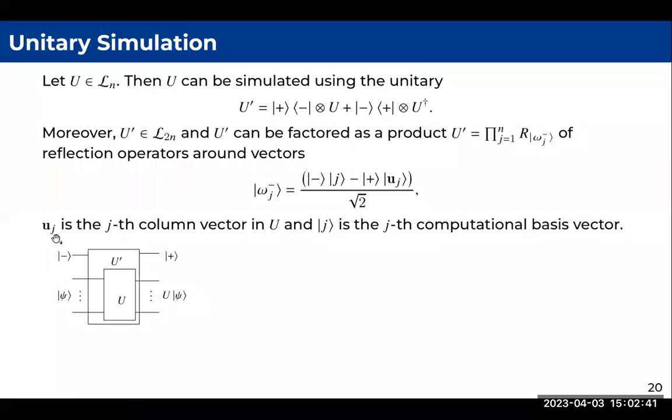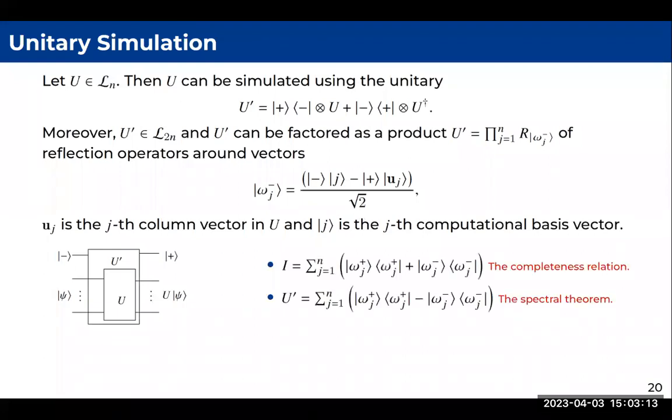Now, this can be diagrammatically described as follows. U is acting on n qubits. Now, U prime is acting on n plus 1 qubits because this ancillary qubit is assigned to minus. When you input a psi into this U prime, you will get exactly U psi as an output, with the eigenstate flipped from minus to plus by construction. So we could actually verify two things about omega j.